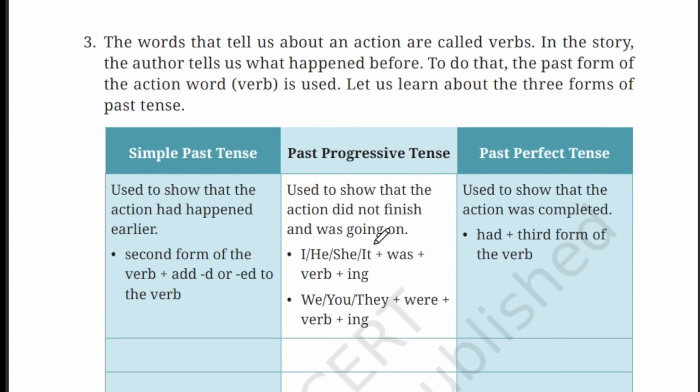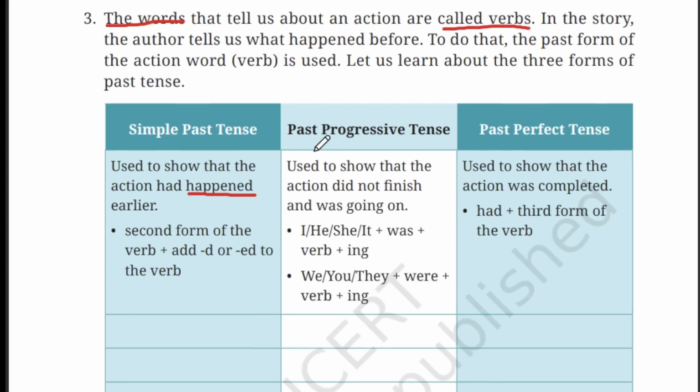The next one: the words that tell about an action are called verbs. We already learned what a verb is, right? Any action words are called verbs, like singing, dancing, any action that is happening. In the story, the author tells what happened before, so the past form of the action verb is used. Let us learn the three forms of past tense: simple past tense, past progressive tense, and past perfect tense. Simple past is used to show that an action happened earlier, which is already completed. So the second form of the verb: verb plus d or ed.